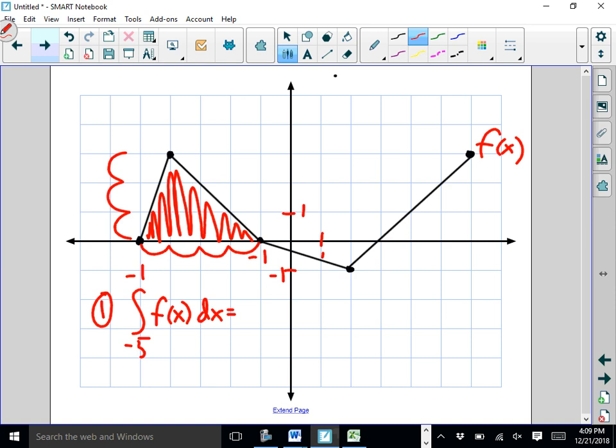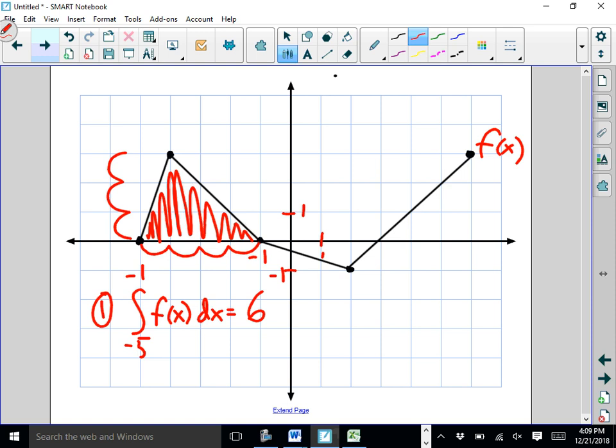If you said positive 6, you're correct, because that region is above the x-axis. I don't care about the negative signs on the limits of integration, the -5 and the -1. I care whether my region is above the x-axis or below it. Here it's clearly above the x-axis. Therefore, the integral from -5 to -1 is 6. Okay? How about this?